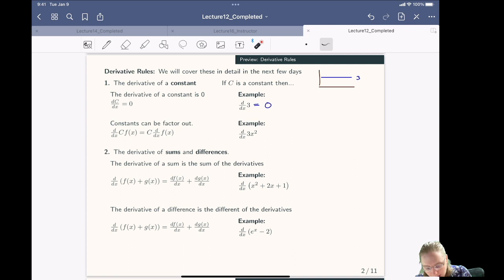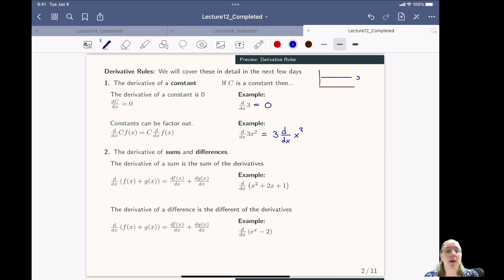Now, if you have that constant multiplied by a function, so for example, the constant 3 multiplied by the function x squared, where we're taking the derivative with respect to x, then this 3 factors out, and we have 3 times the derivative of x squared.